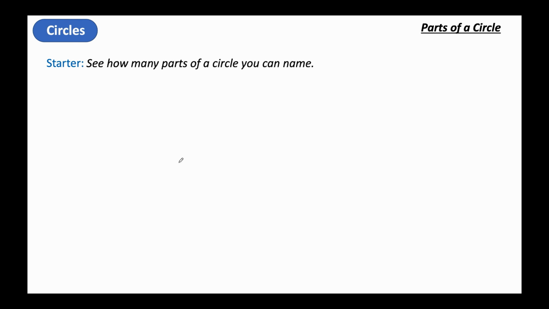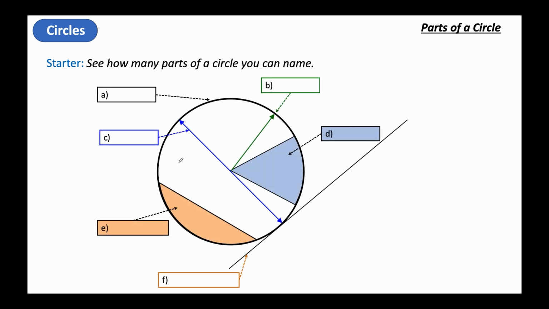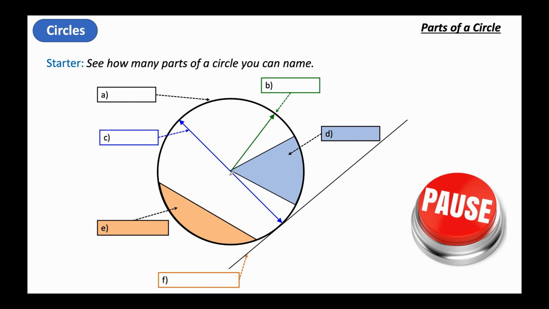First thing I want you to do is have a look at the circle, have a look at the bits that I've labelled, the different parts of it on there, and think about what the different names are for those different bits of the circle. Press pause on the video. You could write them down or just keep them in your head. I'd rather you wrote them down, but you haven't got anything to write with. You'll have to do it in your head and see if you can figure out what those names are. So pause the video and unpause when you're done.